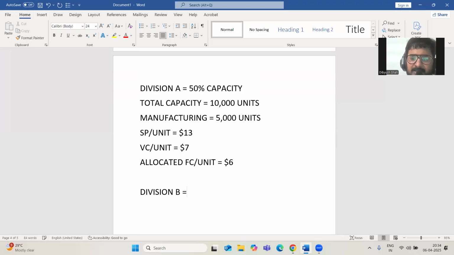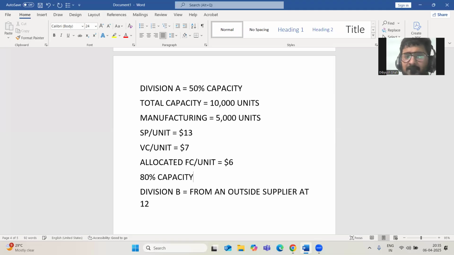Currently, it is buying this product only from an outside supplier, or it can buy at what price? $12. They are telling if Division A decides to supply to Division B, then it will operate only at 80% capacity. Means right now the total capacity is 10,000. I'm manufacturing only 50%, 5,000. If I deliver to them also, I will only be operating at 80%.